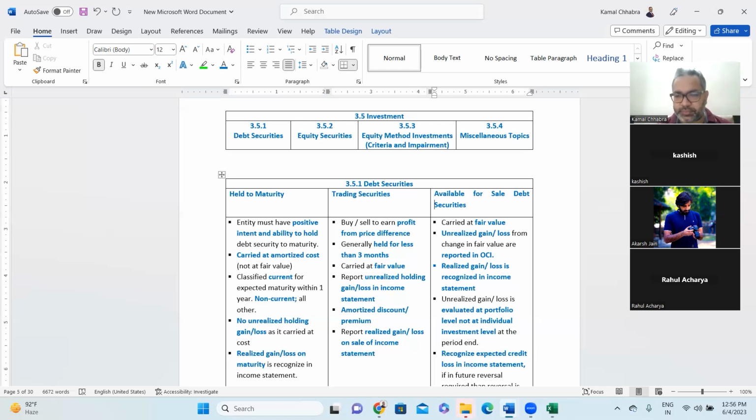Make sense? Sir, that is the one where the company plans to earn return through both means, either profit or interest returns. Yes, very true. Right, Rahul, Kashish?